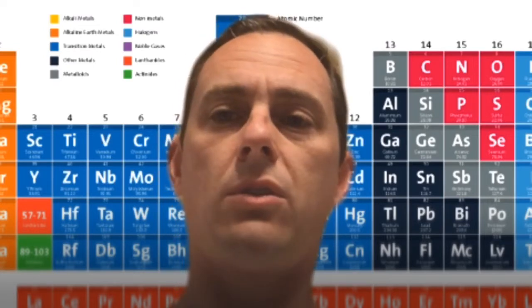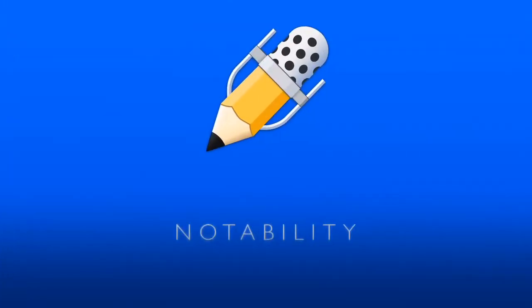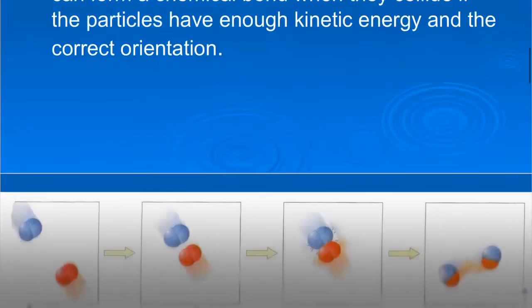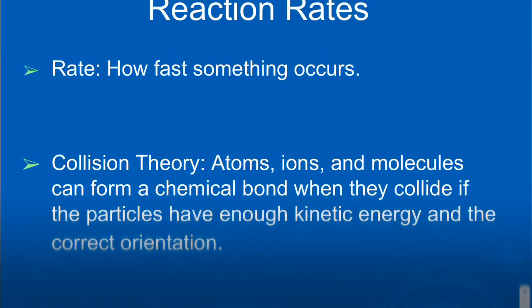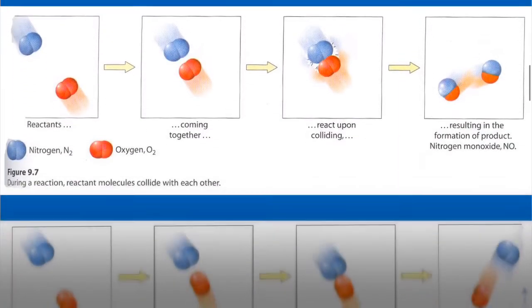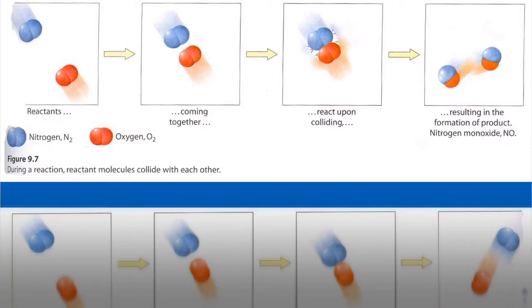So let's switch over to Notability really fast. And when we look at Notability here, we're looking at what's known as the collision theory. The collision theory basically states that in order for a chemical reaction to occur, they have to actually collide. Big surprise there. So let's take a quick look at this slide where we have a bunch of molecules flying around and colliding with one another.